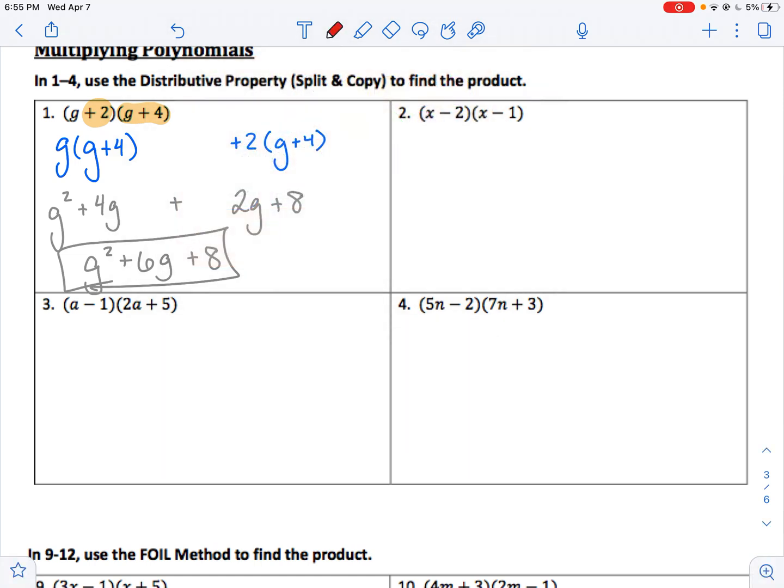So why don't you take a second, I'll write out the split up version, and I'm going to be careful to keep that negative with the 2. Pause the video, finish the work, unpause it, and check your work.